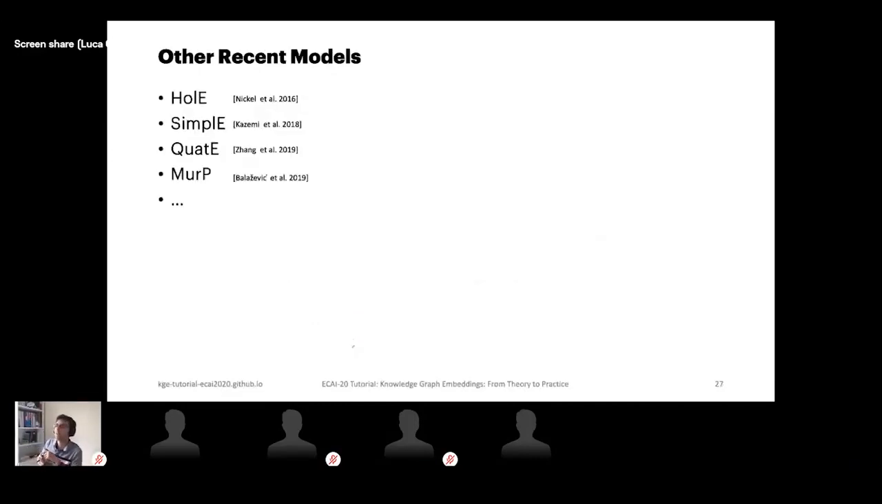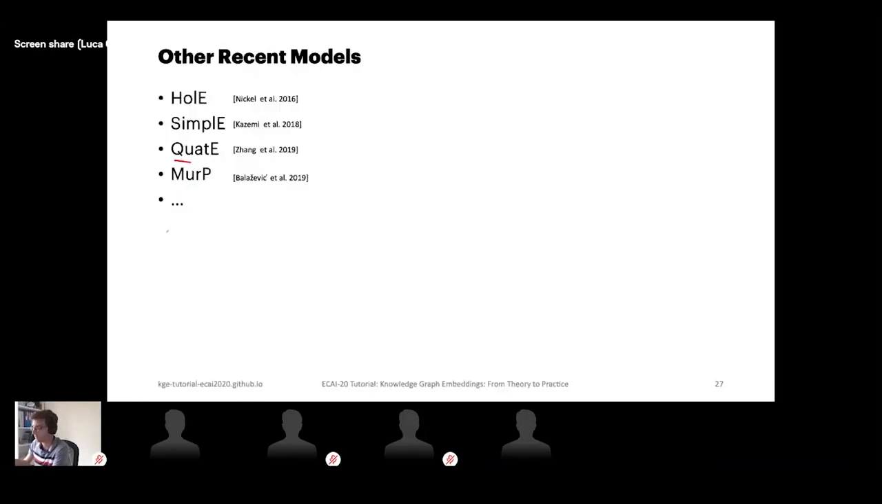As I said, there are lots of other models presented in literature recently, right? Like holographic embeddings, SimplE, quaternion embeddings, MuRP, but there are many more that I haven't put on the slide. And it's important to remember that, despite seeing new papers coming in every couple of months, there's no shortage of academic venues to publish, as you know. It's important to spend time benchmarking these models and figuring out if it's worth adopting new papers or whether it's rather better to stick to existing models. You'll see later on what I mean by that.